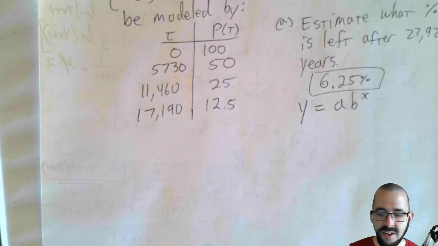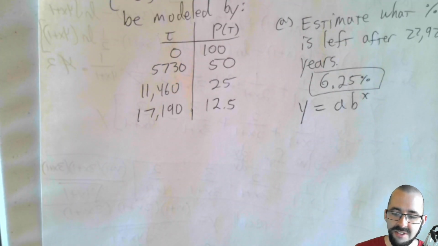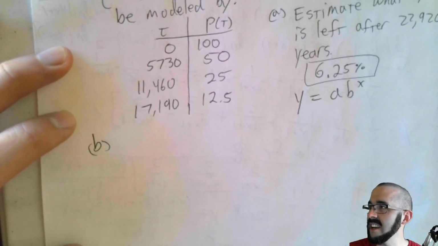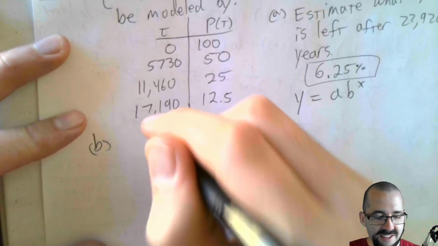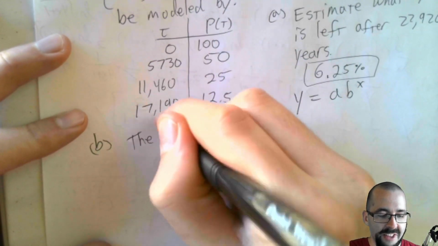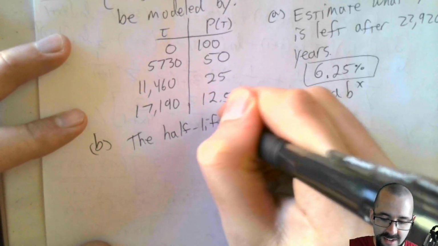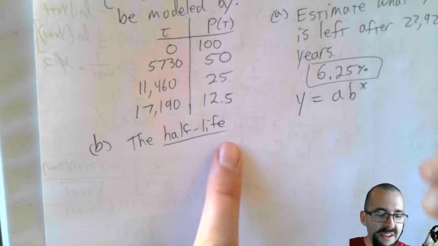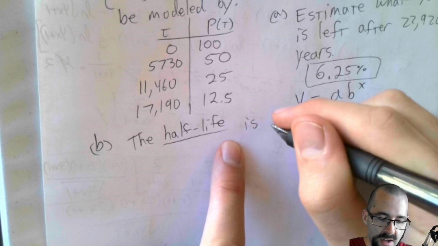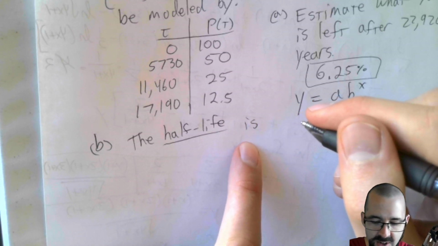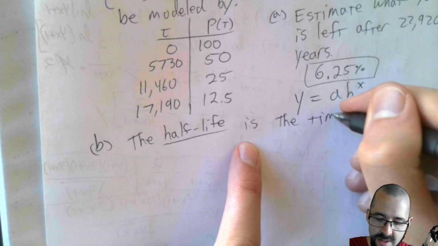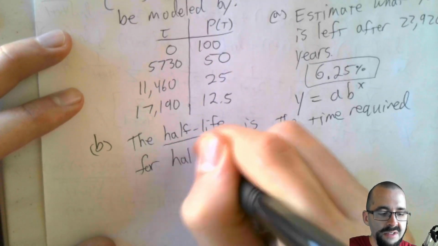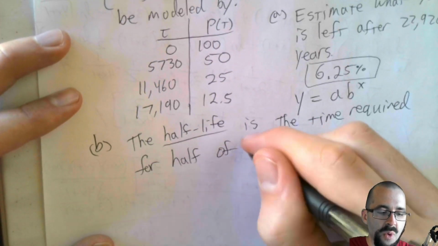We have a word for that, okay? That's called the half-life. And I spoiled it for you. That was part B, okay? I'm going to ask it anyway, just to get it in your notes. The half-life of an exponentially decaying quantity is the time required for half of the quantity to decay.